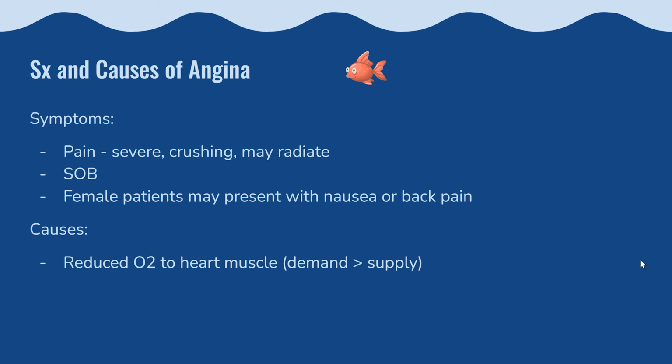So the cause of angina is pretty much just reduced oxygen to the heart muscle. So the demand for the heart is greater than the supply. So that will cause potentially death of tissue, or just the tissue stops working quite as well.